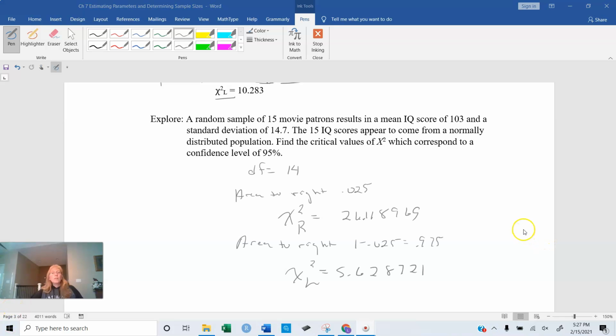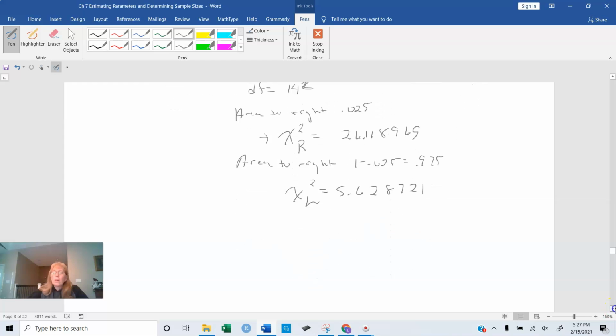All right, I hope you did well on StatDisk. Your degrees of freedom should have been 14. When you were finding chi-squared right, you should have put in the 0.025 to get 26.1189. When you were doing left, the number you should have typed in was 1 minus the 0.025, which is 0.975, giving you 5.6287.